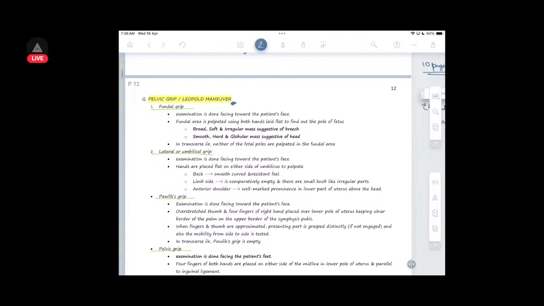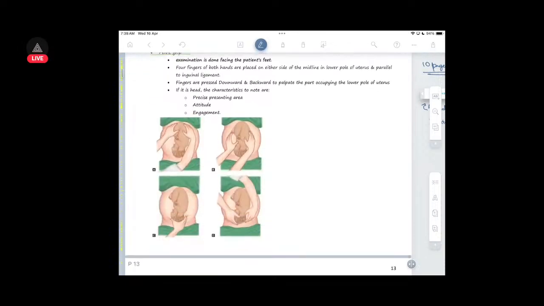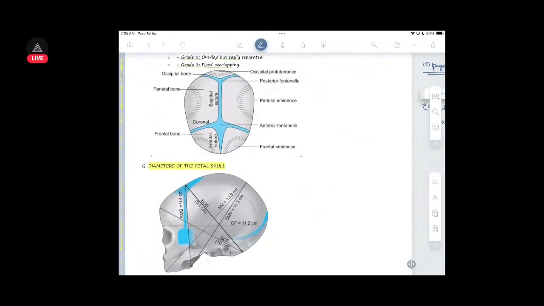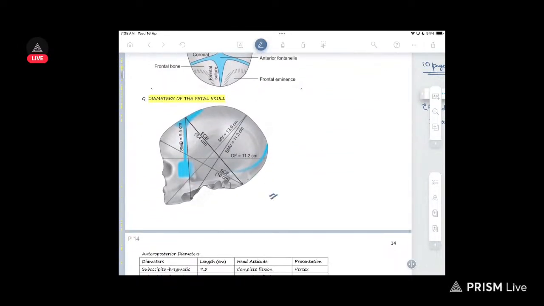Okay, I am going to stop this actually. All these are really easy. This one is very important.